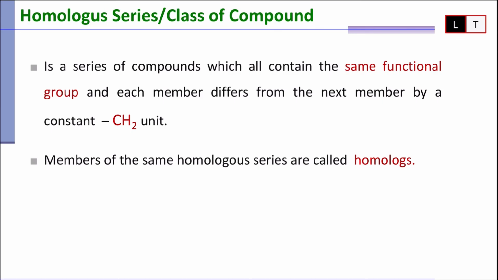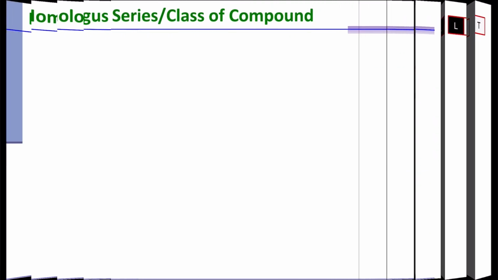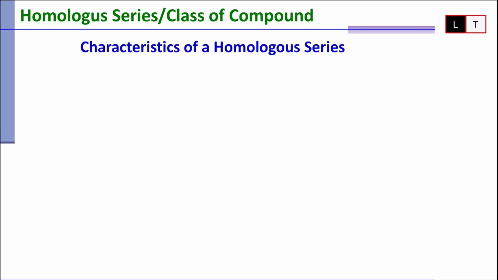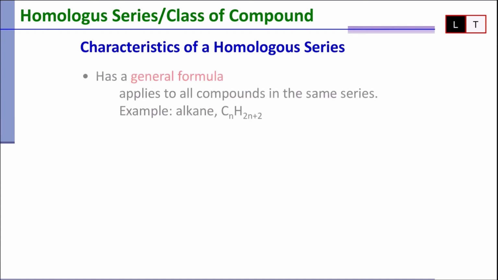So macam mana nak tengok dengan lebih detail? Kita kena faham dahulu tentang characteristic of homologous series. So characteristics of homologous series, kita ada general formula yang sama, dan dia apply kepada compound in the same series. So let's say saya ada alkane, general formula dia adalah CnH2n+2. Dan alkane awak akan mula daripada methane, propane, butane dan semua tu adalah kita panggil homolog sebab series dia akan successive by a constant of CH2 unit.